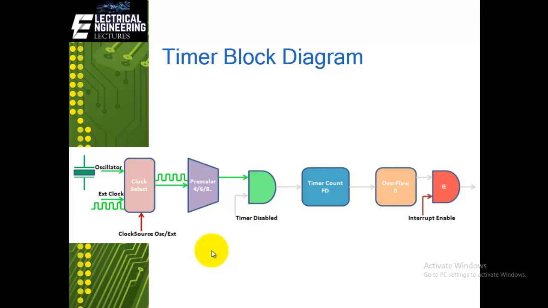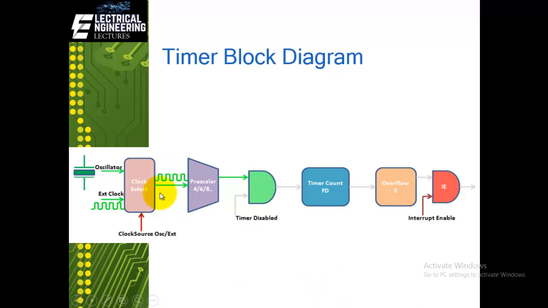So this is the block diagram of the timer. Here we have to select the clock, because the timer will depend on the clock frequency. If we use it as a timer, then the internal clock frequency will be the input of this clock source, and if it is used as a counter, then the external pulses will be used as the frequency source.